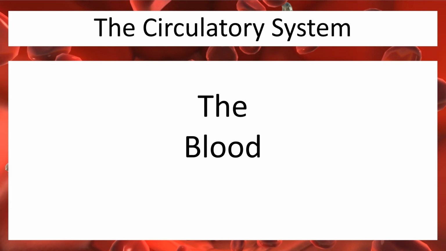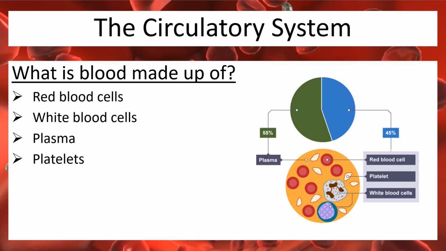So this is the next lesson about the circulatory system, and we're going to be focusing on the blood. First of all, we need to ask what blood is actually made up of. As we can see, there are 4 constituents here that you need to know about, and they are the red blood cells, the white blood cells, the plasma and the platelets. And we're going to look at each of these in turn in this lesson.